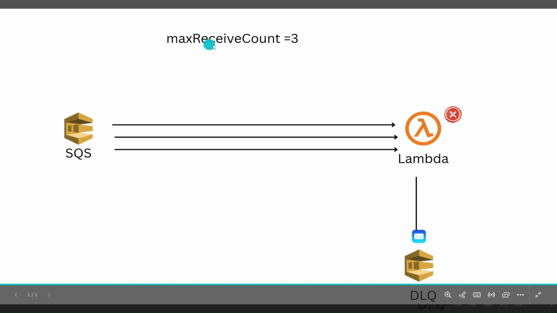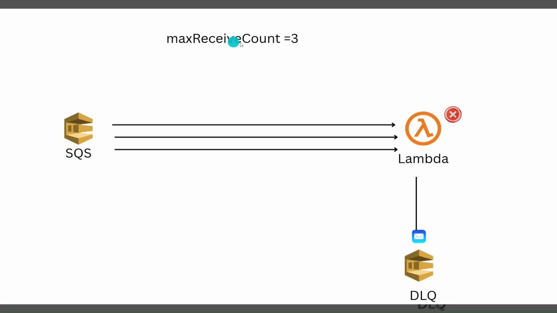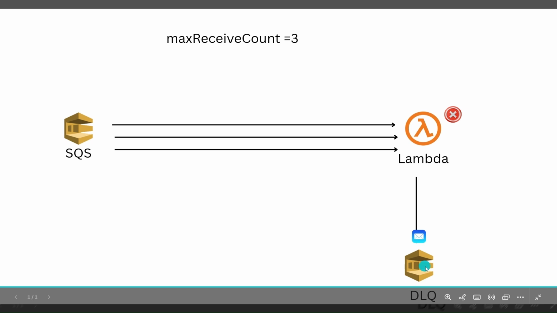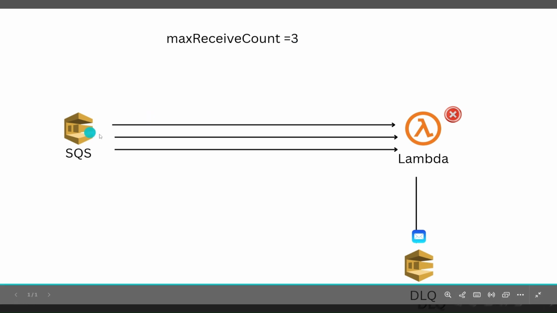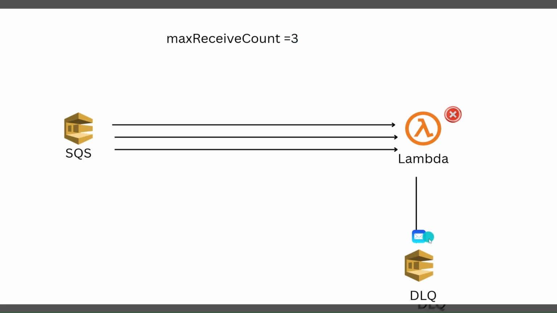And coming to this max receive count, this is configurable. We can set it as 5. When we set it as 5, SQS retries the failed messages 5 times and then that message will be sent to the DLQ. Here in this case it is 3, hence it will retry 3 times and then send it to the DLQ.